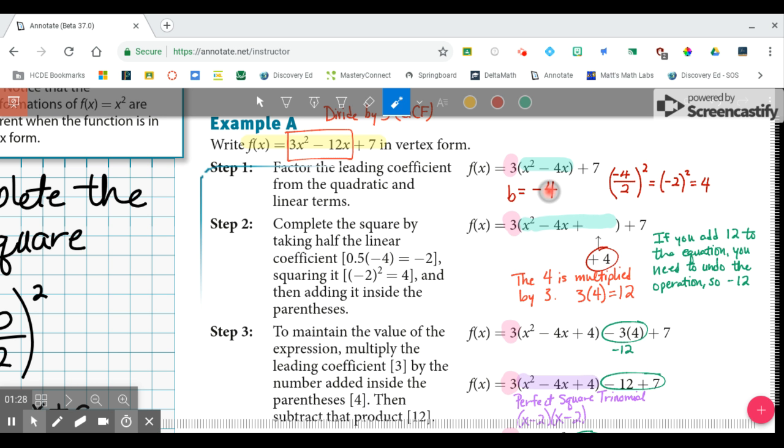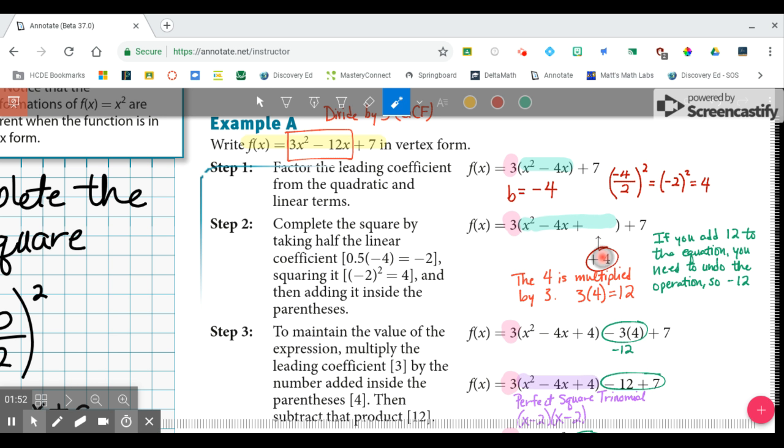When we divide them both by 3, the 3 goes in front, and we're left with x squared minus 4x. The plus 7, that constant, is just hanging out at the end, not in the parentheses. Our b value is negative 4, so we complete the square. We divide it by 2 and square it, and when we do that math, we get 4. This 4 is what we put inside the parentheses here.